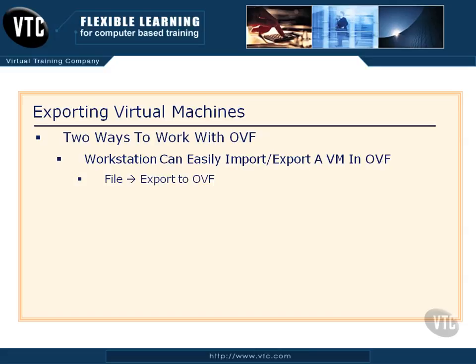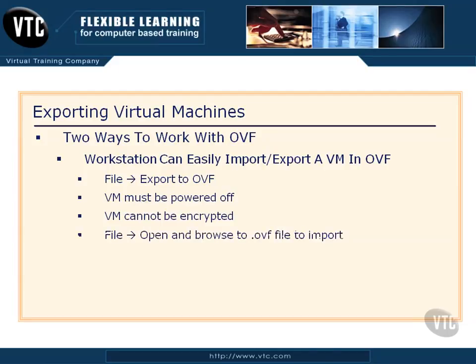Now, if we want to export any of our own VMware virtual machines to OVF, all we have to do is in Workstation, click on that machine and do an export file, and then just choose Export to OVF. And notice the virtual machine will have to be powered off to do this. It cannot be encrypted. And then if we want to open an OVF file, notice we can just do File, Open and browse to the OVF file. It will be imported, split out, busted into the pieces that we need, and then everything will work.